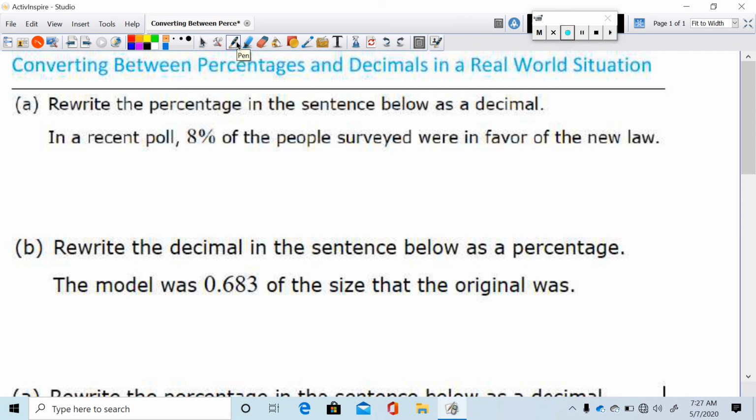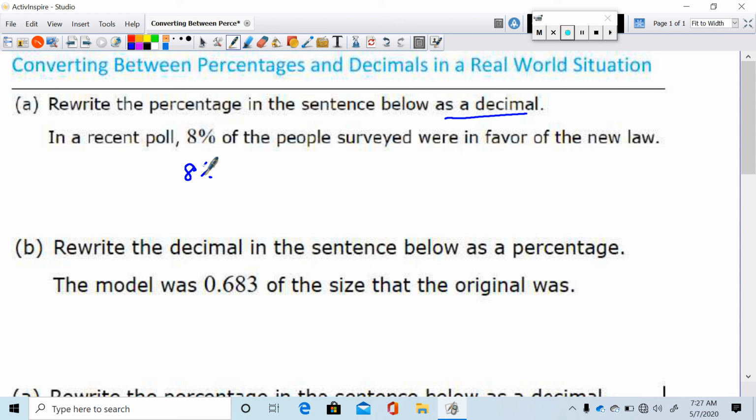We're going to rewrite the percentage as a decimal. So we're just rewriting. In a recent poll, 8% of the people, so let me write that down because I'm going to be working with it. 8% of the people surveyed were in favor of the new law. So they're wanting to write this as a decimal.